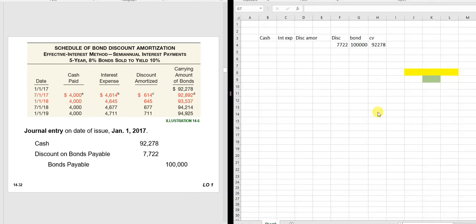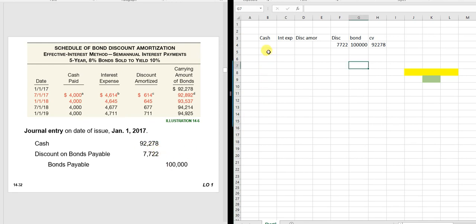Actually, hold on. Look at my little Excel spreadsheet here. I'm going to show you how you can do these really quick. So notice that I've got my bonds payable. So that's my bonds payable account. My discount account is 7722. And so the carrying value is always the bond minus the discount, which on day one is always the same as cash. Because this is technically the carrying value of my bond, the bond minus my discount.